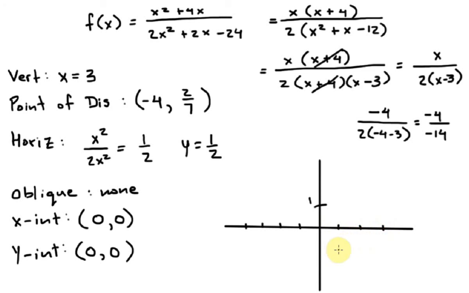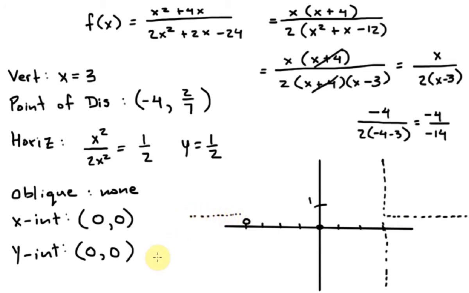Okay, so now let's put in all the ingredients. The vertical asymptote is at x equals 3, so let's just mark that. Okay, so there's the vertical asymptote. The point of discontinuity is at -4 and up to 7, so right about there. So there's a hole in the graph there. I'm going to mark down the x- and y-intercept as this point here. And then the next thing is this horizontal asymptote at 1/2. So at a height of 1/2, I want to go off forever to the right and forever to the left. So roughly about here.